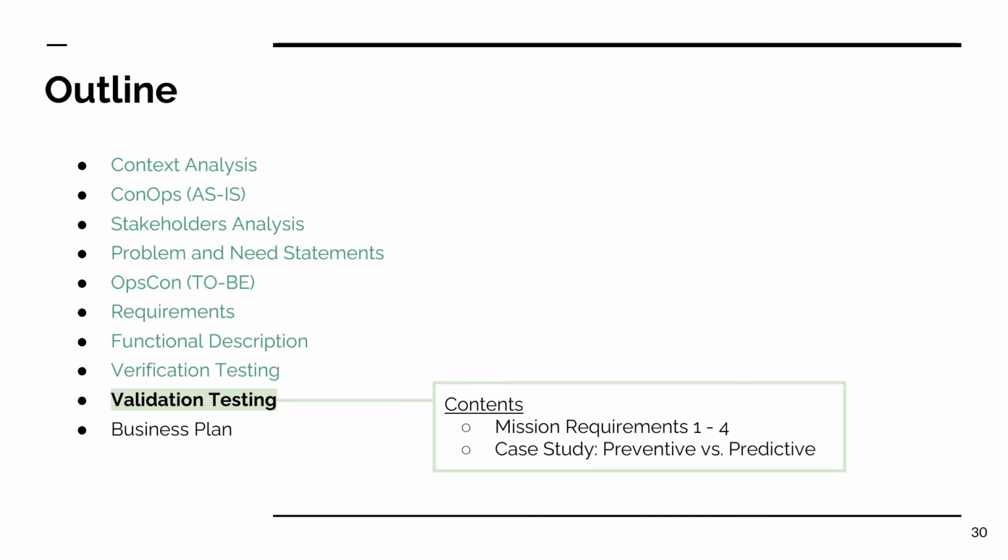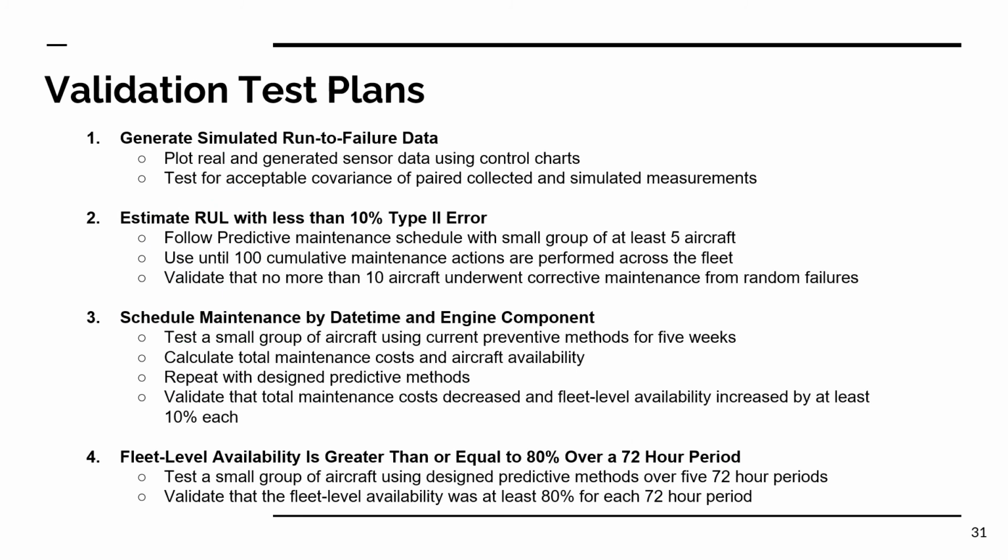Moving on to our validation testing. This is the overview of the validation test plans we have for mission requirements 1 through 4. The first one requires us to plot real and generated sensor data using control charts, and then test for acceptable covariance of paired and collected measurements.